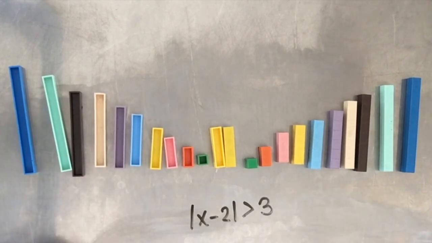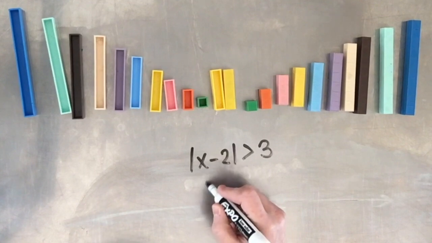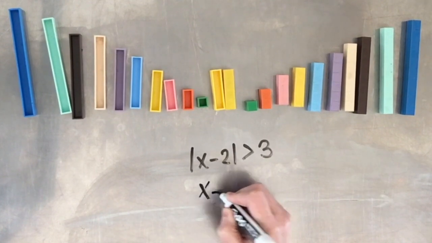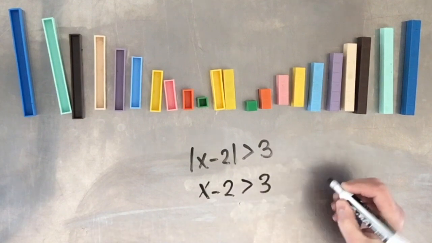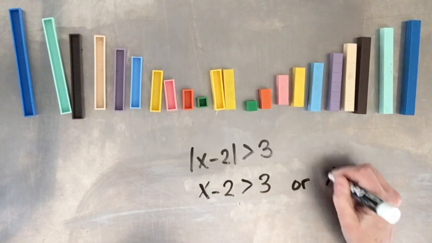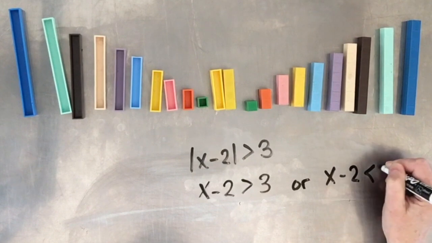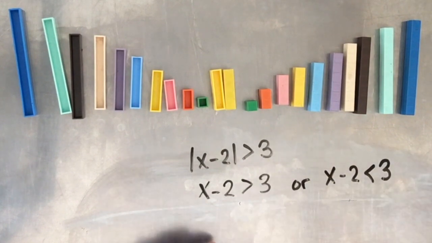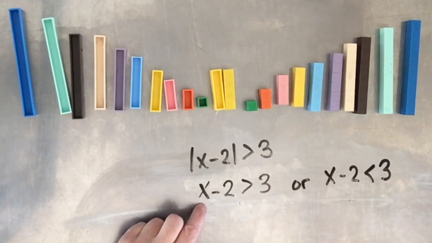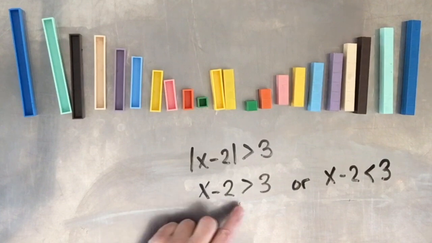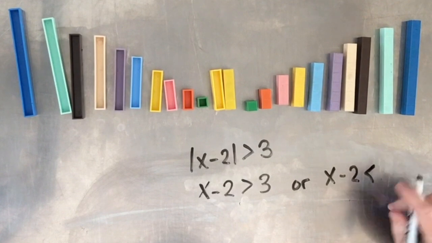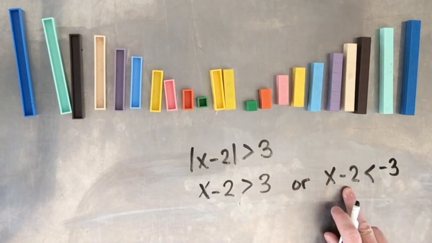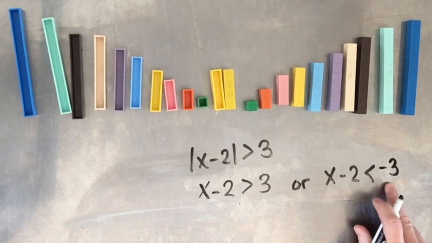So what we do is we say that x minus 2 is going to be greater than 3, or x minus 2 is going to be less than negative 3, because we're looking for that 3 steps from 0, right? So what number when we take away 2 will give us a number greater than 3? And what number when we take away 2 will be less than negative 3?